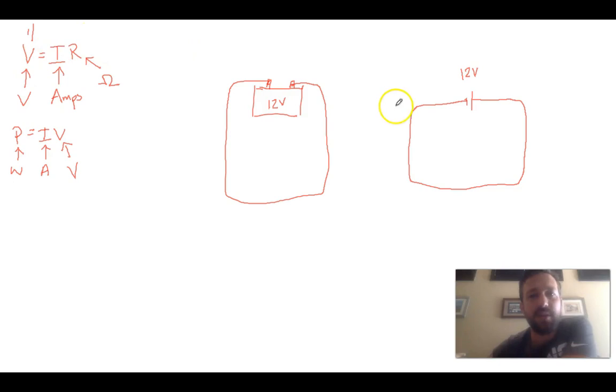Sometimes they'll put an ammeter in here to tell you what the amps are. I'm not going to do that to any of you, but if you want to see what it looks like, it's just a circle with an A in it. And that means ammeter. But that's for future uses. I'm not going to do that.